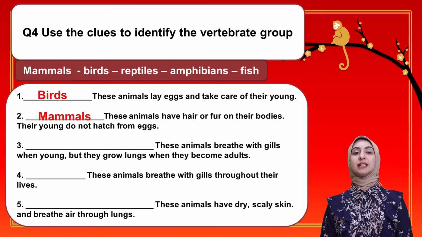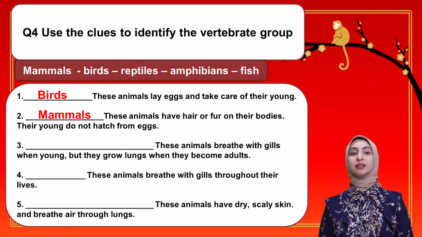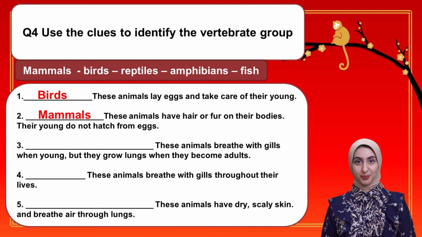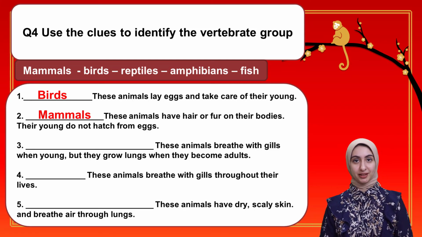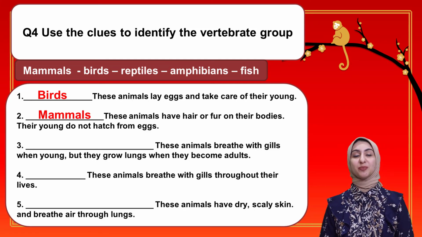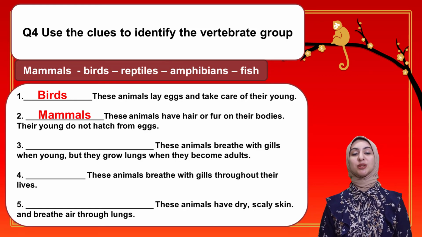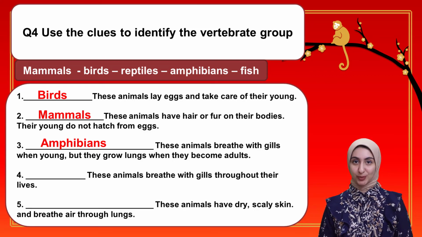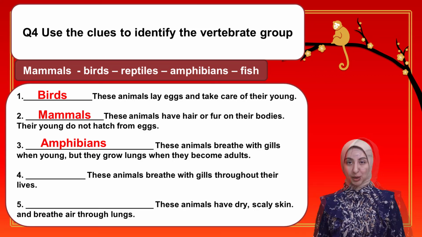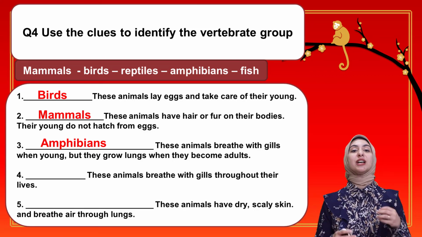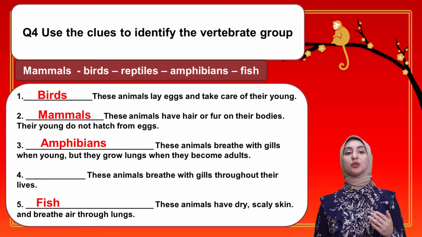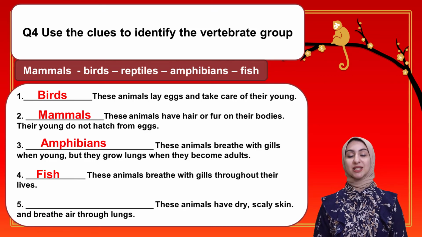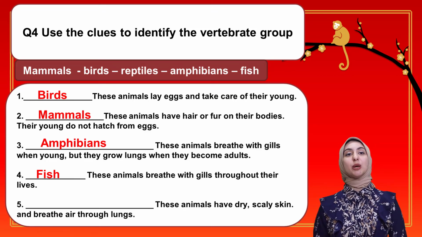Number 3. These animals breathe with gills when young, but they grow lungs when they become adults. Yes, amphibians. Number 4. These animals breathe with gills throughout their lives. Yes, fish. Number 5. These animals have dry scaly skin and breathe air through lungs. Yes, reptiles.